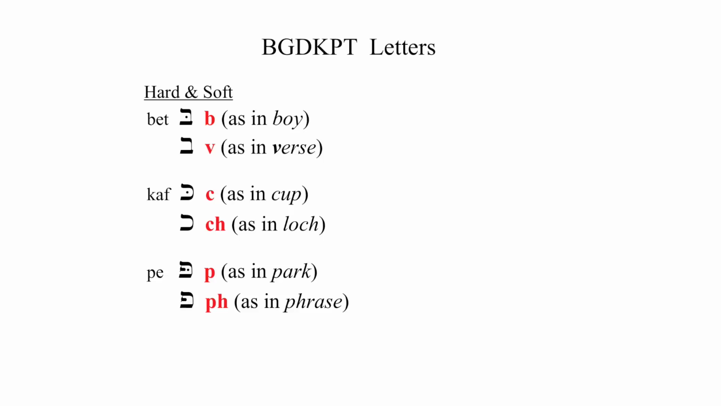And then lastly, with Pe, you'll see a distinction in sound that's probably more familiar to you, because we often put the letter P together with H. When we put P and H together, we get the F sound, as in philosophy. So when you see the letter Pe with a dot, it will sound like P, as in pet. But when you see a Pe without a dot, it will sound more like an F sound, as in philosophy.